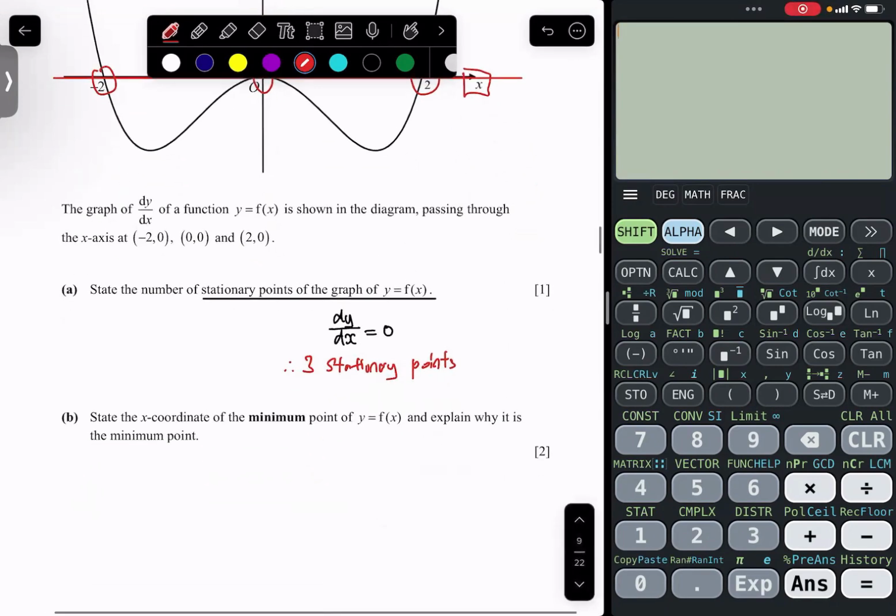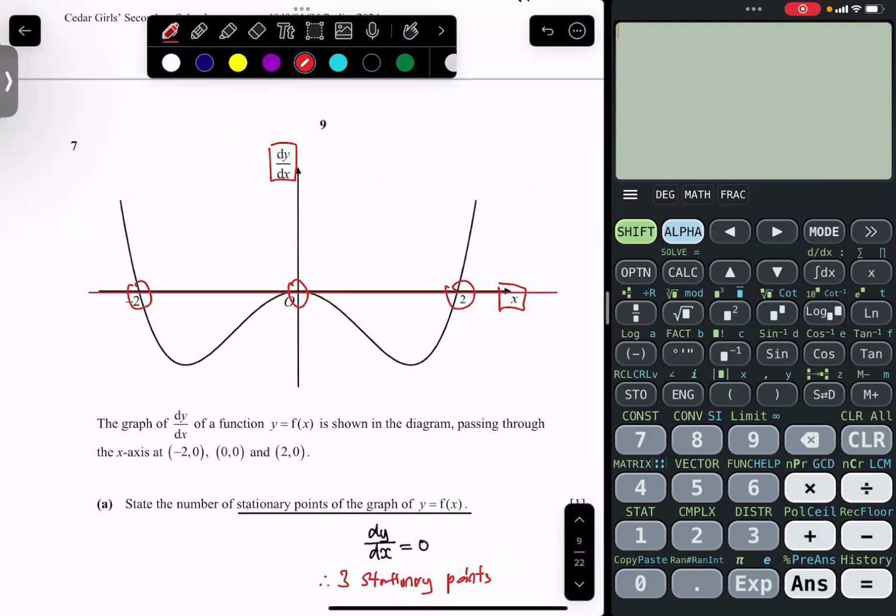Okay, now minimum point, right? What does it mean? It means that the graph has a negative gradient, goes to 0, and then goes back up to positive. That will be a minimum point. Now, we have to take note that this is dy/dx against x.